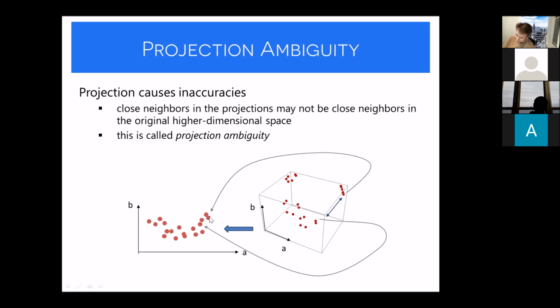But you don't see that. They seem to be very similar cars, but one is a Mercedes and one is a Volkswagen. They really are not similar, but you don't see that from just plotting A and B. So this is what's called projection ambiguity. Whenever you project something linearly, you're going to get these ambiguities, because you're occluding something.